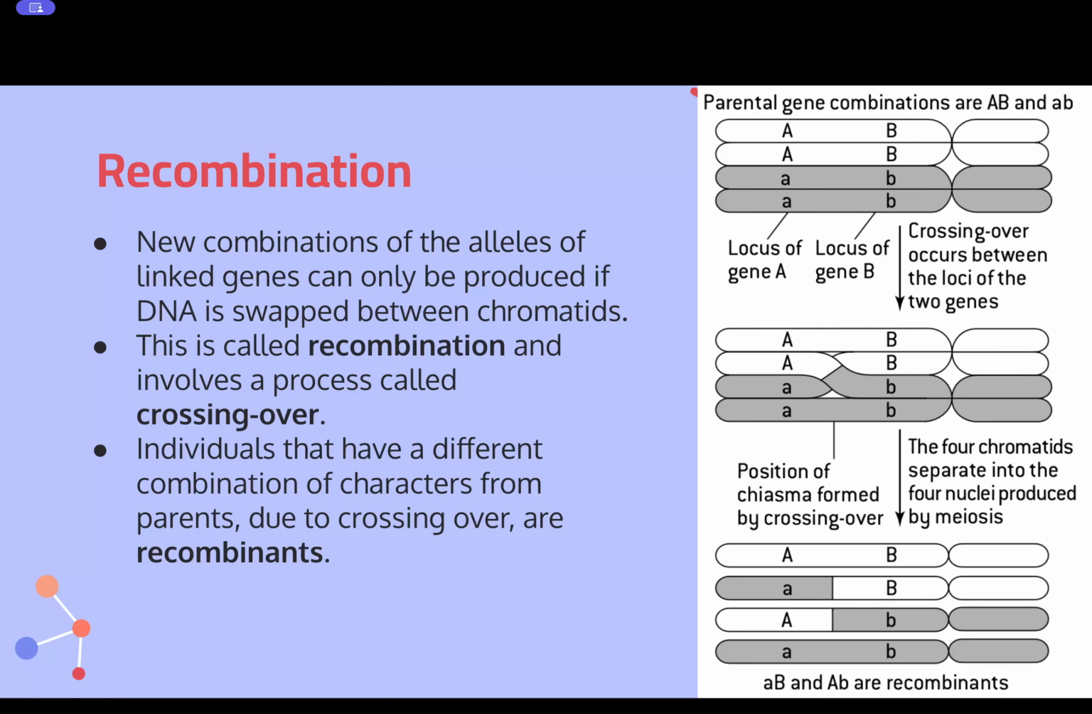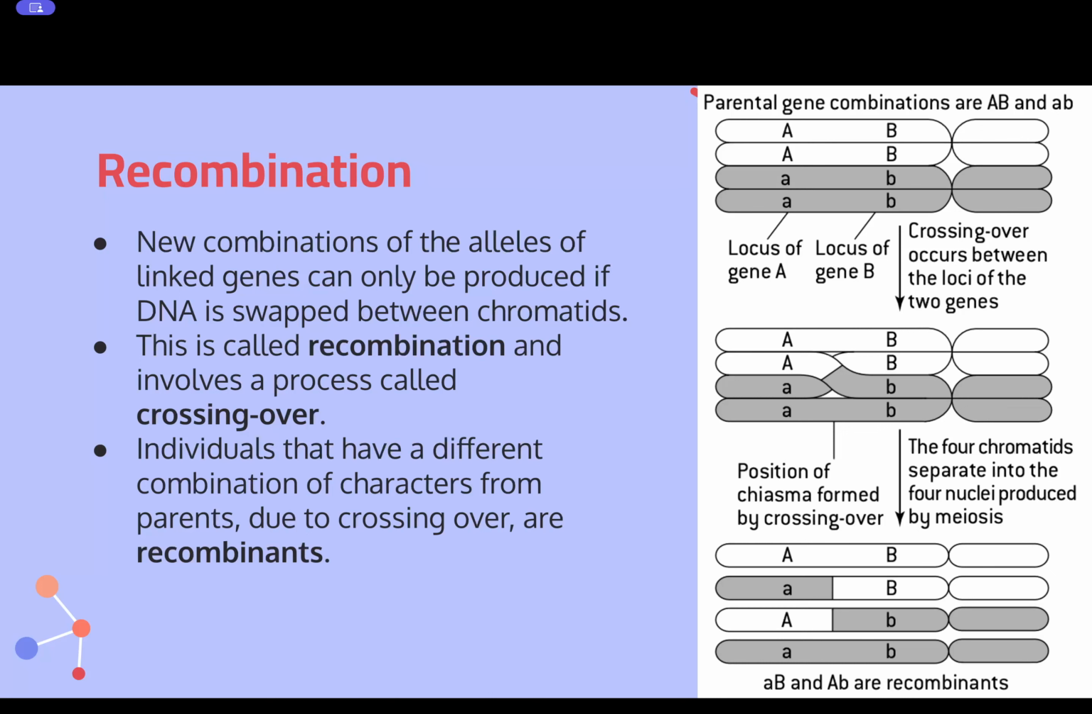Now, about recombination and crossing over. New combinations of the alleles of linked genes can only be produced if DNA is swapped between chromatids. This is called recombination, and it happens by crossing over. I'll explain what crossing over is, but basically, individuals that have a different combination of characters from their parents are recombinants.